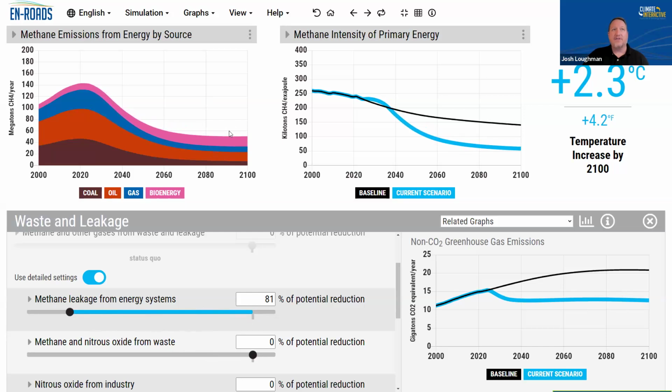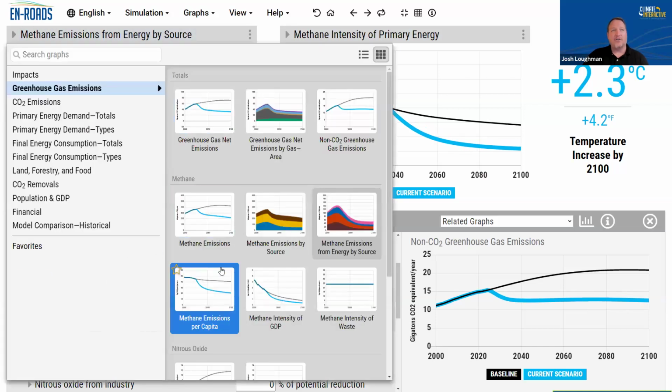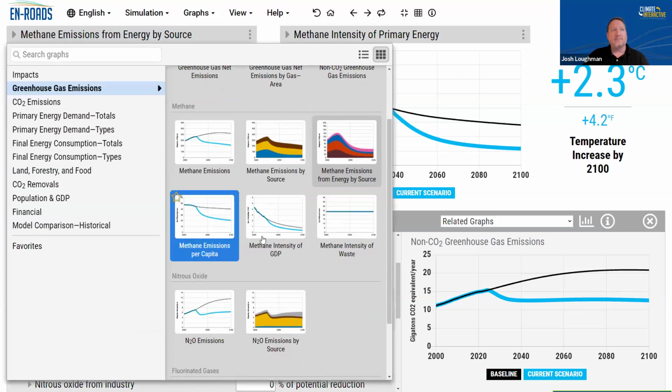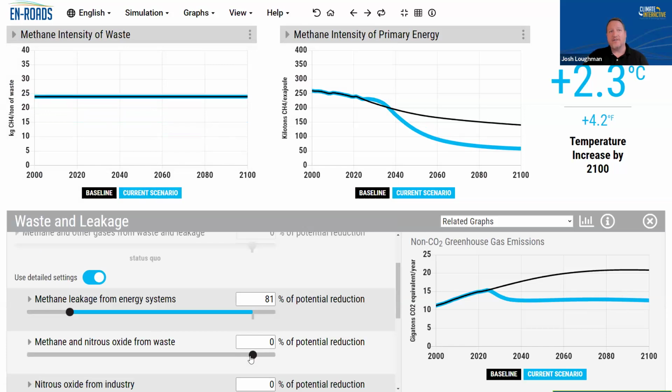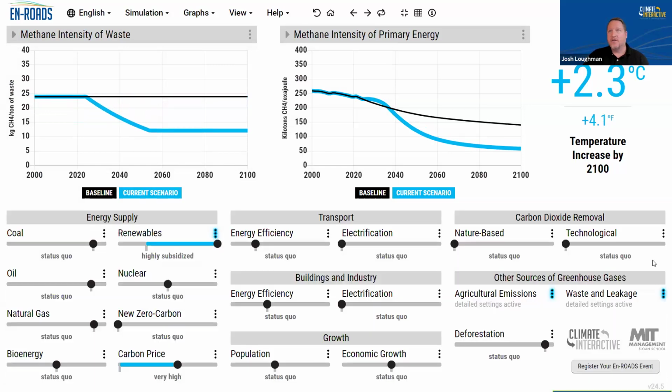And this is waste, so we can go and look at the methane intensity of waste, and we can reduce that as well. So as we do both of these, we're now a little under 2.3 degrees, about 0.3 degrees away from our goal of being at or below 2. What's maybe one more that we can look at?